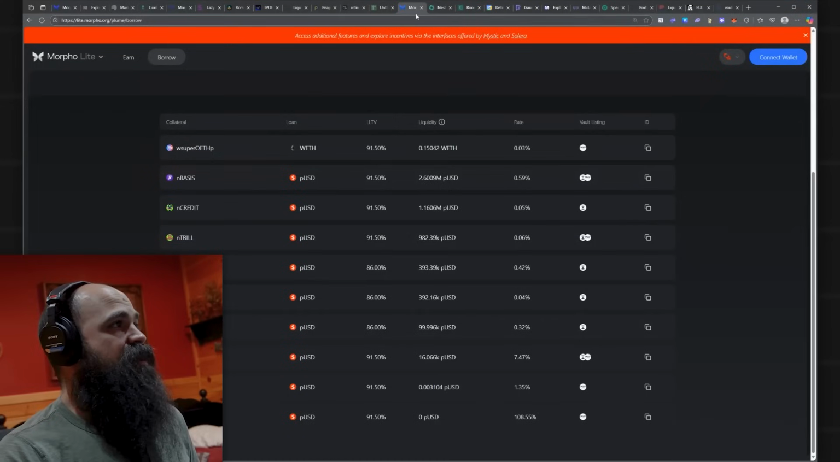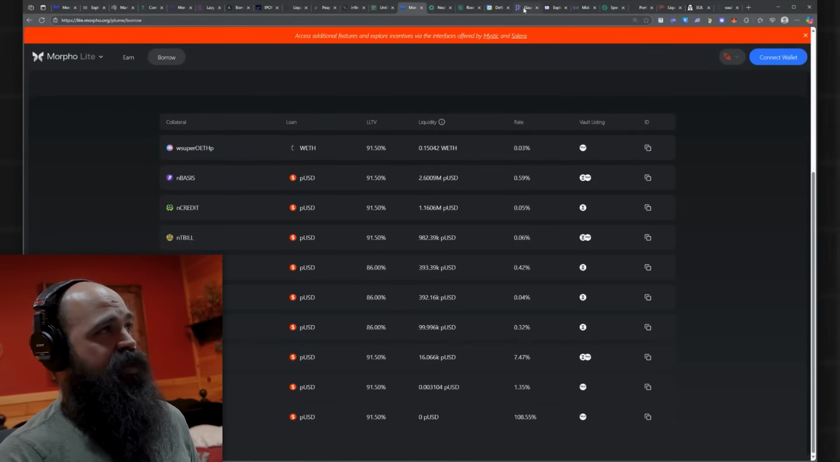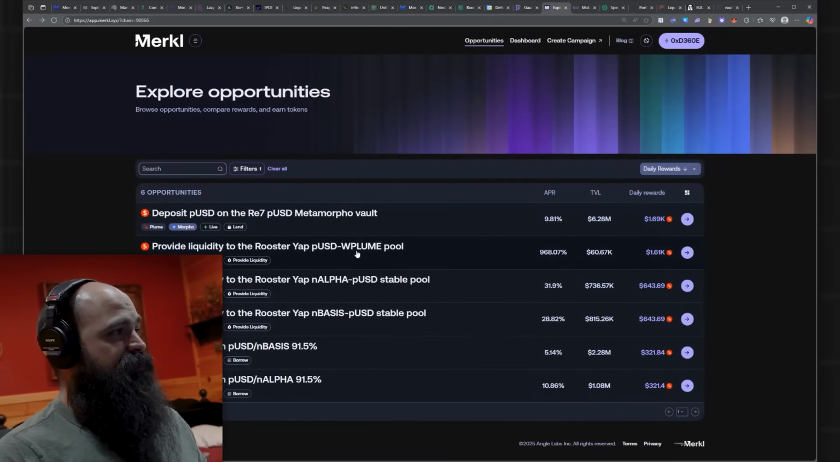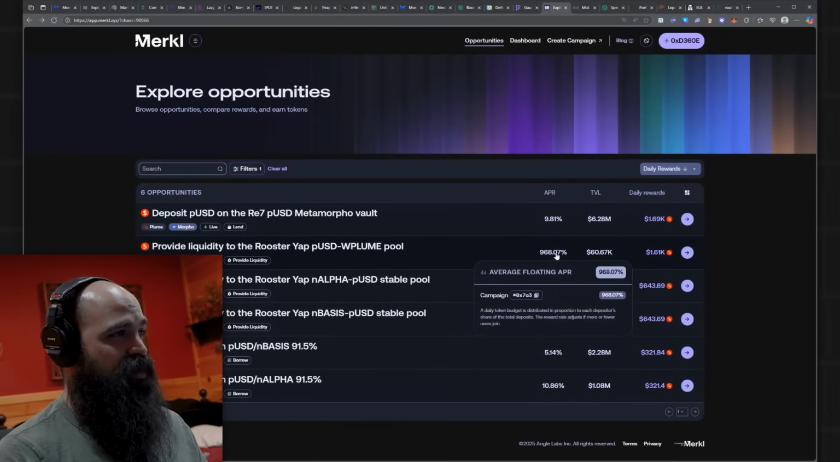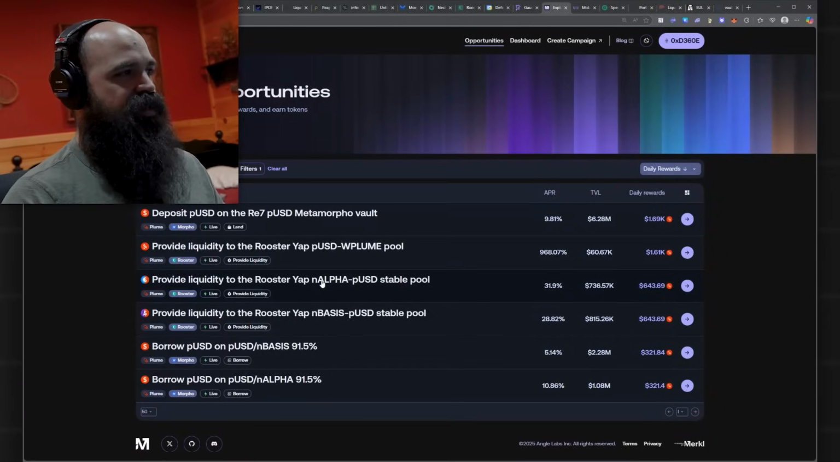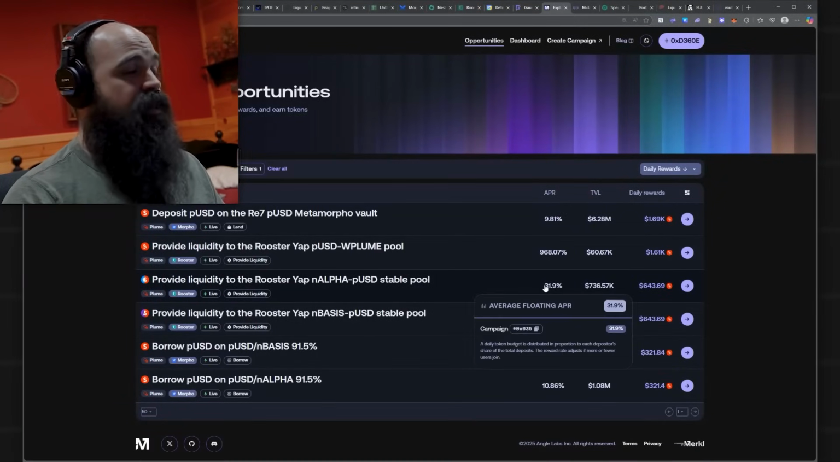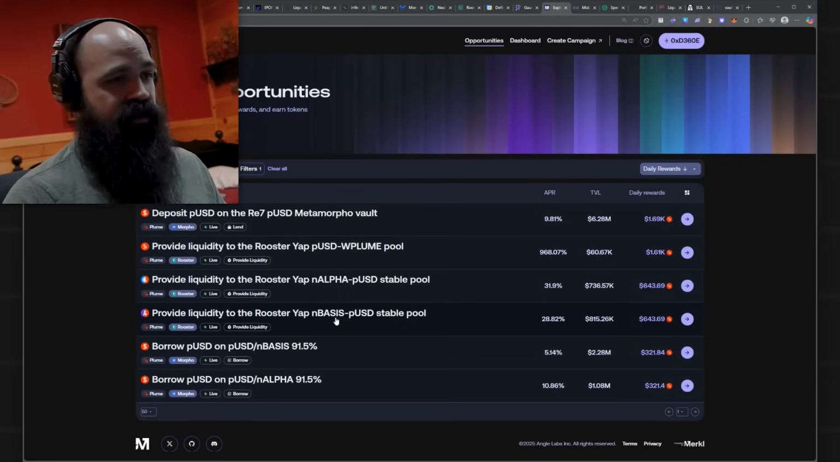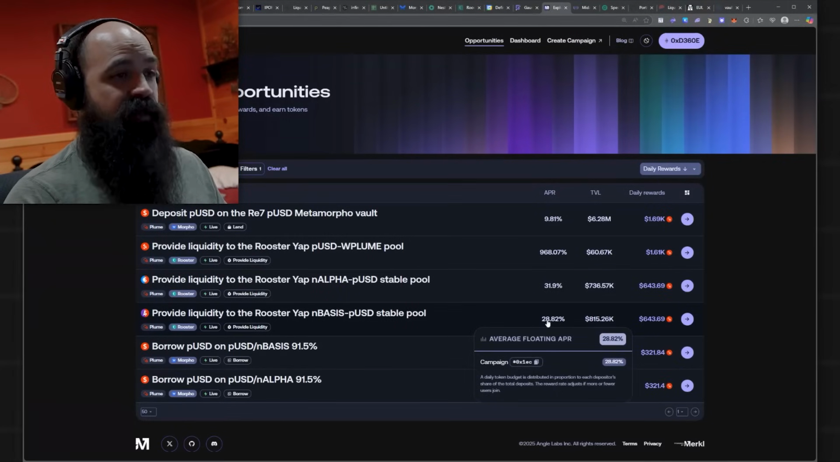Also, if you just want to be an LP provider and not do leverage, you can go over here. You can see that they're incentivizing. This is not a stablecoin pool, so you can look at it, you can get excited about it, but I'm not going to say anything. There's also N Alpha PUSD. N Alpha is a stablecoin denominated vault from Nest. We already looked at that. 32% APR in incentives. And N Basis, again a stablecoin denominated vault, 28% in incentives.